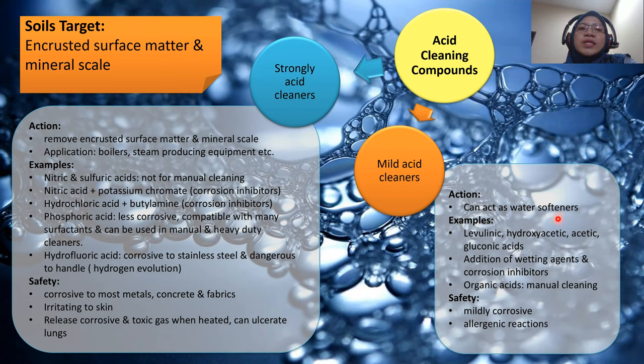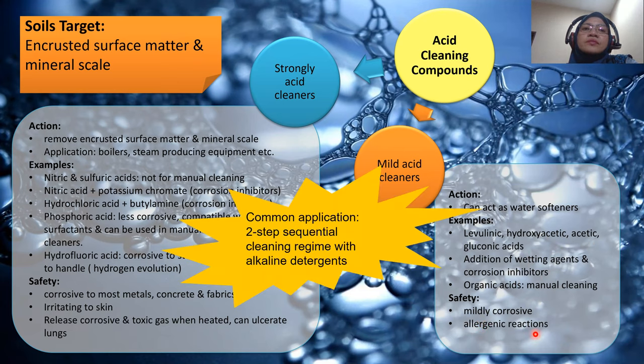Mild acid cleaners can also act as water softeners. Examples of mild acid cleaners are levulinic, hydroxyacetic, acetic, and gluconic acids. Wetting agents and corrosion inhibitors are normally added to enhance their function. Organic acids are normally used in manual cleaners. Mild acid cleaners are mildly corrosive and may cause allergenic reactions. Acid cleaners are normally used in a two-step sequential cleaning regime with alkaline cleaner.